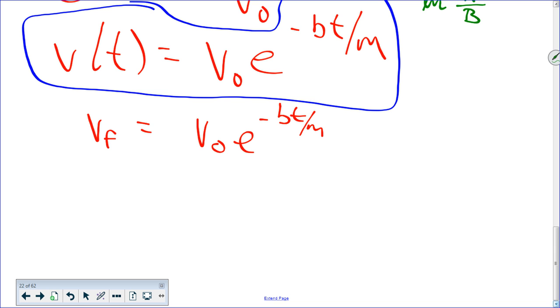Okay, so here we go. I've got an expression for velocity at time t. It's v naught equals negative bt over m. No, it doesn't at all. It's v of t equals v naught times e to the negative bt over m. All right. So how do I write an expression for the position at a certain time? Yes, you do have to integrate it.